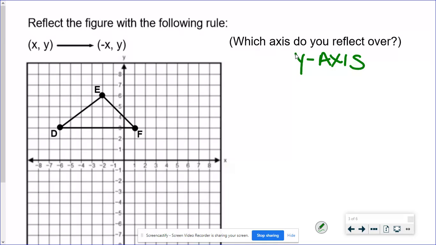So if I would just take each of these points, point E, for instance, is to the left of the y-axis by 2 units, so I'd move to the right 2 units. Point D is 6 units to the left, so I would go 6 units to the right, and that would be right there. And then point F is 1 to the right, so it's going to move 1 to the left. I know that sometimes when we get the overlapping shapes, that can get a little bit more confusing, but I think it looks kind of cool.